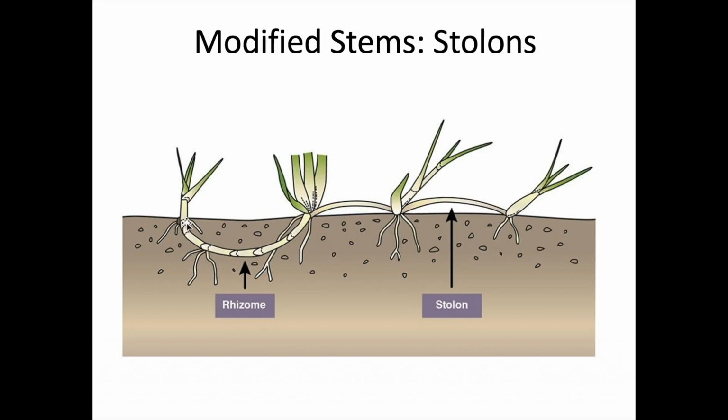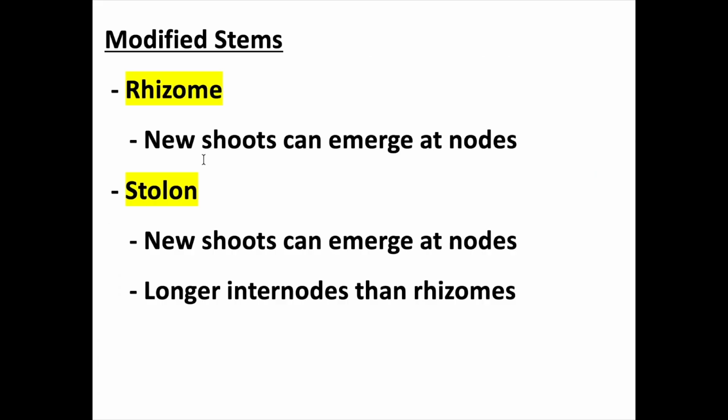Look at this rhizome here. You've got node, internode, node, internode, node, internode, node. These internodes are pretty short. But in a stolon, you have a node and then a long internode before you have another node. So again, very similar, but the distinction is important. The key terms define a stolon as a modified stem that grows horizontally underground or above ground. New shoots can emerge at the nodes, just like rhizomes, but there are longer internodes than rhizomes. That's the big difference.